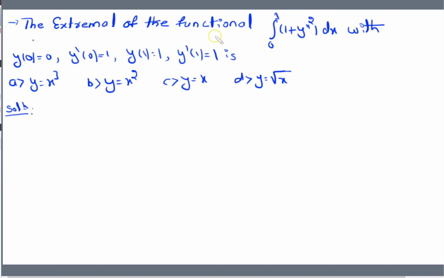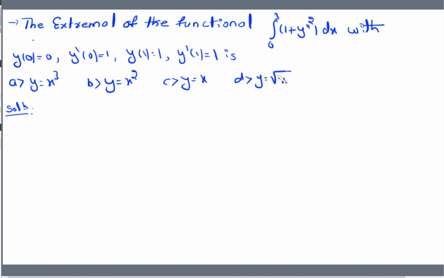The extremal of the functional integration from 0 to 1 of (1 plus y double dash) whole square dx, with boundary conditions y of 0 is 0, y dash of 0 is 1, y of 1 is 1, y dash of 1 is 1, is: option A, y is equal to x cube; option B, y is equal to x square; option C, y is equal to x; and option D, y is equal to root x.